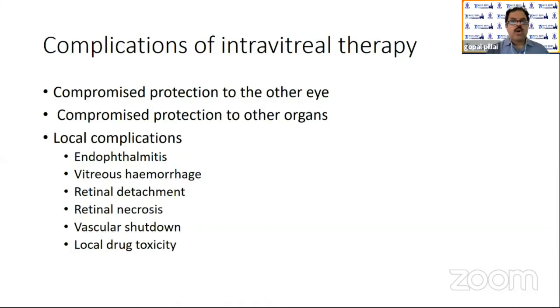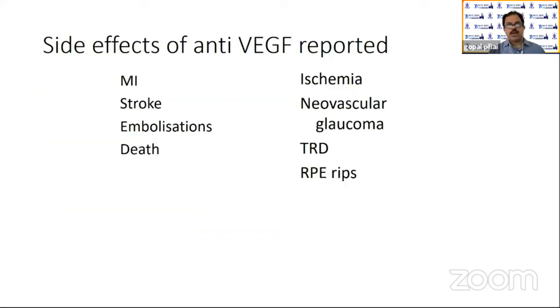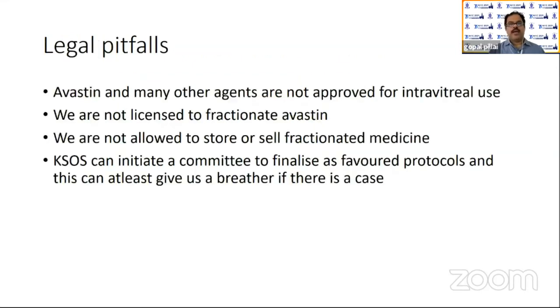What are the possible complications? One is compromised protection to the other eye, compromised protection to the other organs, and local complications like endophthalmitis, vitreous hemorrhage, retinal detachment, PVD induction, retinal necrosis. The most important one is endophthalmitis, and sometimes sterile inflammation can also occur. There can be some systemic side effects of anti-VEGF: MI, stroke, embolization, all these things can occur as well.